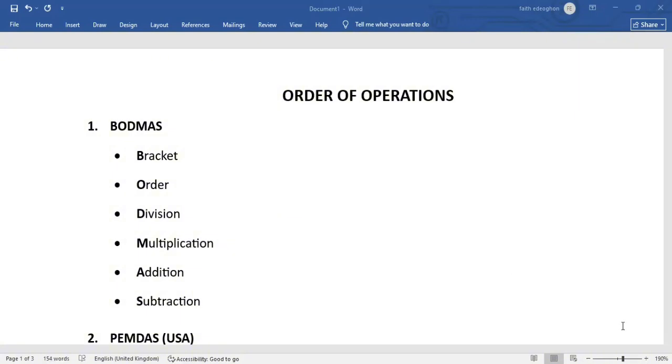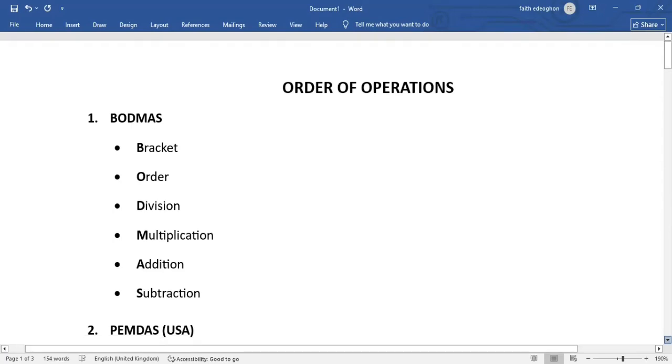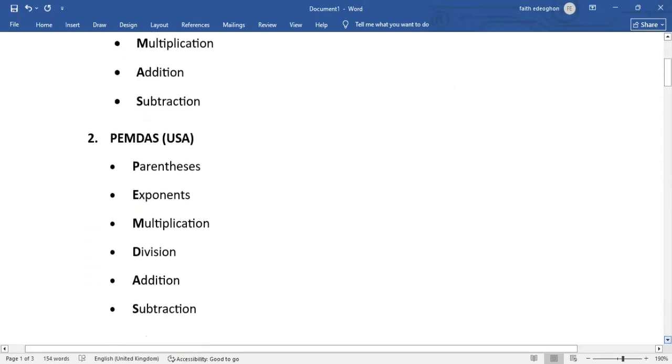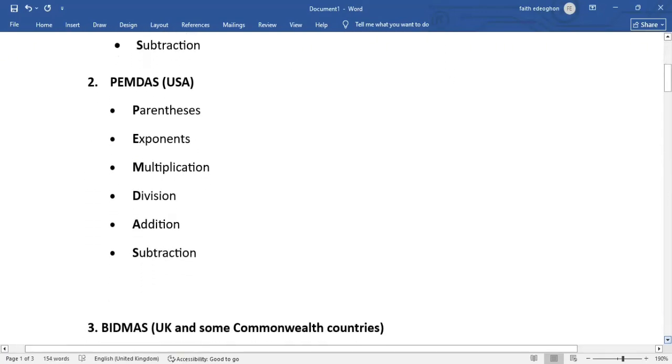But before I tell you about the rules, let's look at other orders of operations that are also used worldwide. We also have what we call PEMDAS. Now, PEMDAS is mostly used in the USA for the US curriculums. It is still the same thing, but the P there represents parentheses, just like B represents brackets, while E represents exponents. It is the same thing as O that represents order. Then M, D, A, and S have the same names.